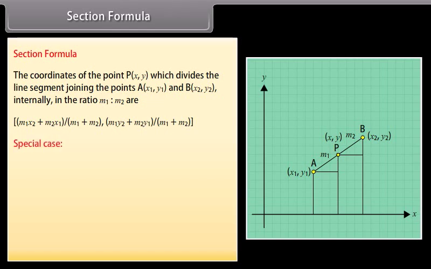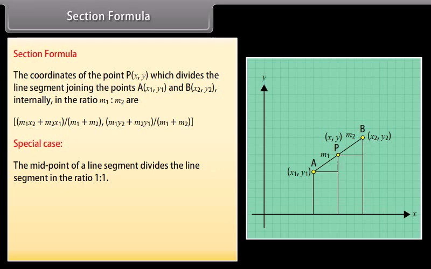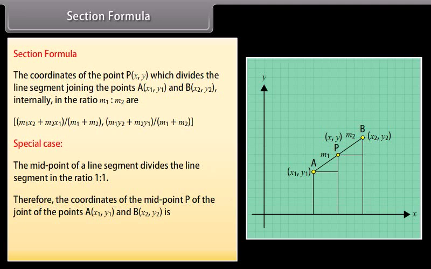Special case. The midpoint of a line segment divides the line segment in the ratio 1:1. Therefore, the coordinates of the midpoint P of the joint of points A x1, y1 and B x2, y2 is (x1 plus x2) by 2, (y1 plus y2) by 2.